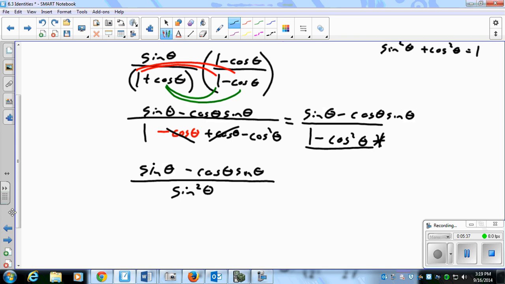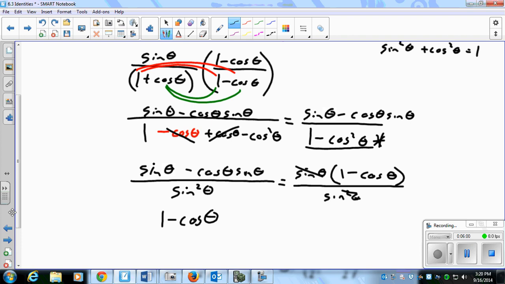Notice that each term involves a sine. So if I factor that out before, I didn't need to distribute this out in the first place, but I have sine of theta times 1 minus cosine of theta all over sine squared theta. So one of the sines cancels out, and we're finally left with 1 minus cosine of theta over sine of theta.